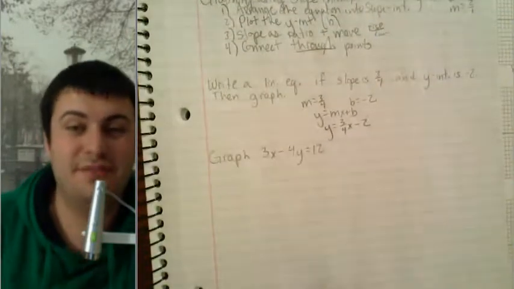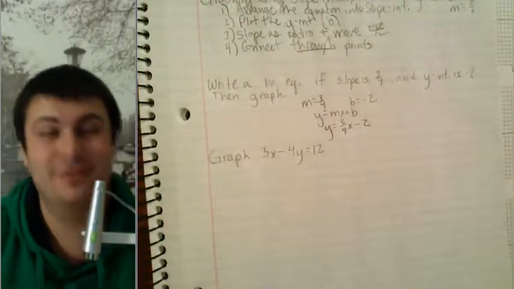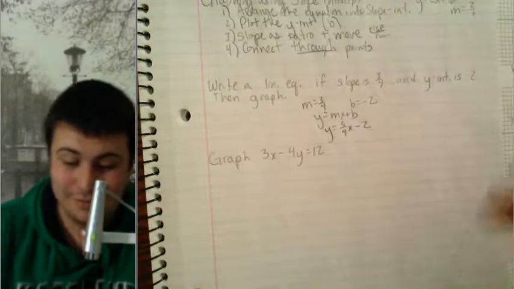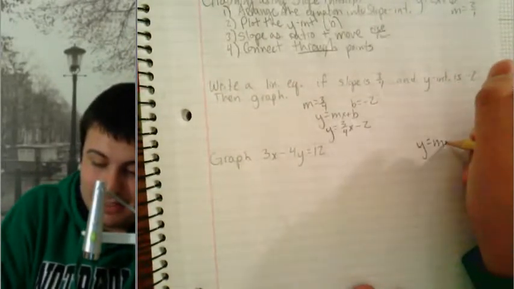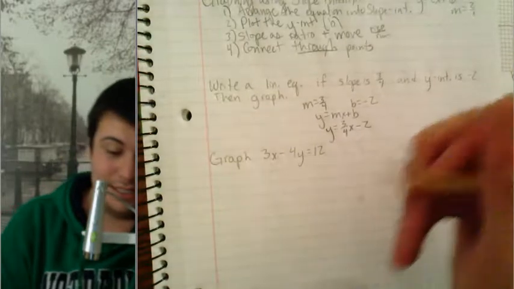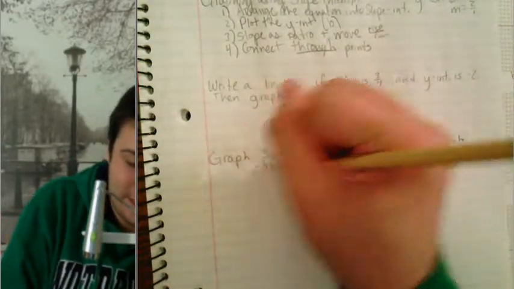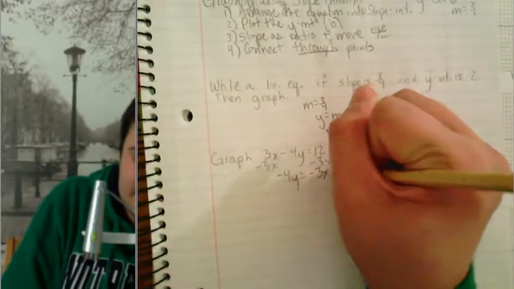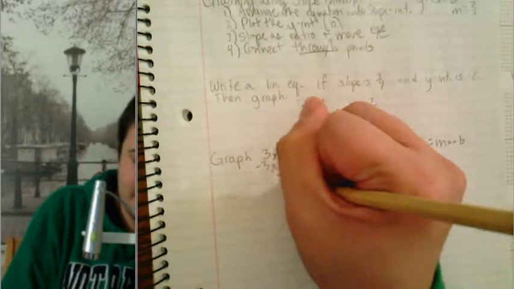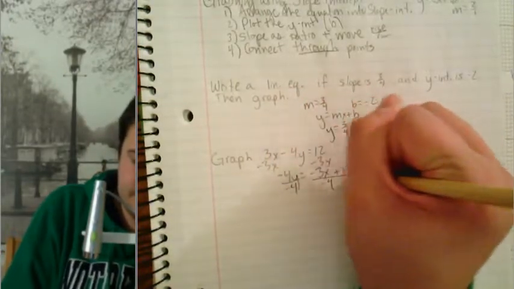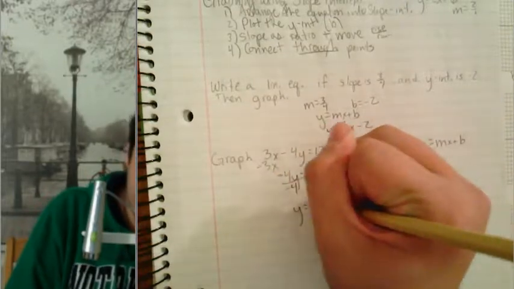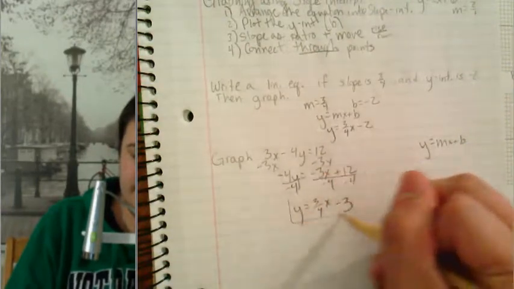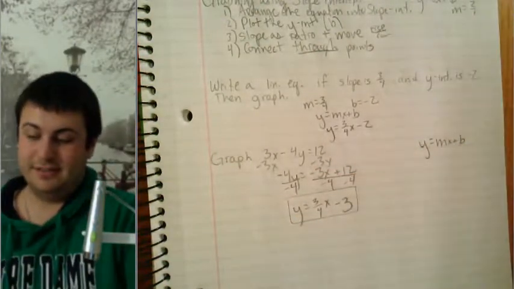Now, if we have to graph 3x minus 4y equals 12, first thing we need to make sure it's in slope-intercept form. It's not quite. Remember, slope-intercept form looks like y equals mx plus b. So I want to get y by itself, so I'm going to subtract 3x on both sides. So now I have -4y equals -3x plus 12. I'm then going to divide everything by -4 and get y equals a positive 3/4 x minus 3.